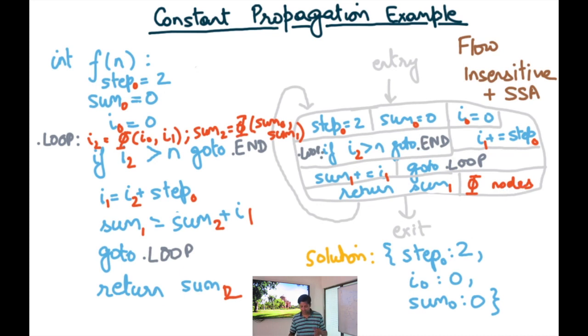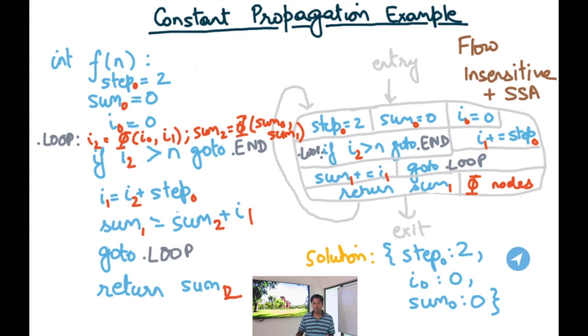And if I run the flow insensitive analysis on this graph, pretending that all these instructions, including the phi nodes, are independent instructions and can be executed non-deterministically one after another, then the solution I get is step 0 is 2, I0 is 0, sum 0 is 0, and you cannot say anything about the other variables. For example, sum 1, I1, sum 2, I2, etc. We basically determine them to be not a constant.